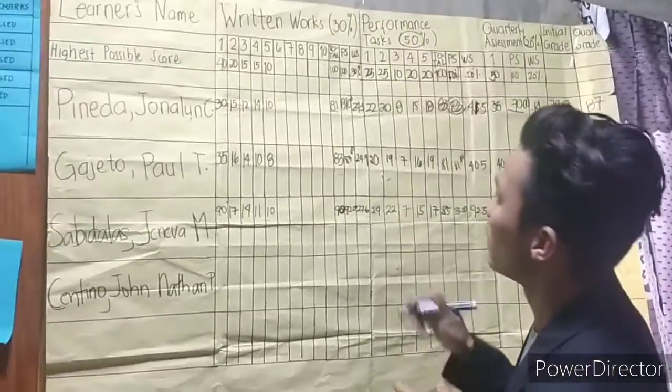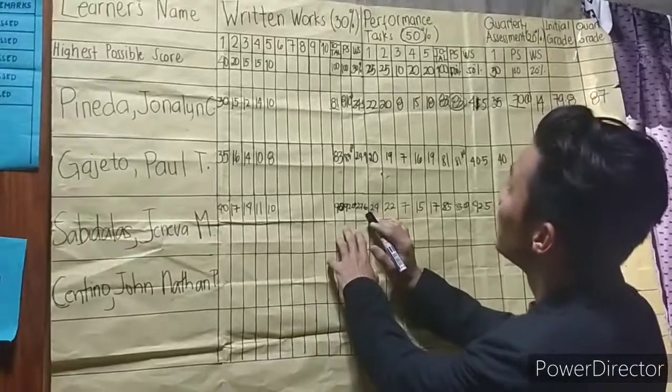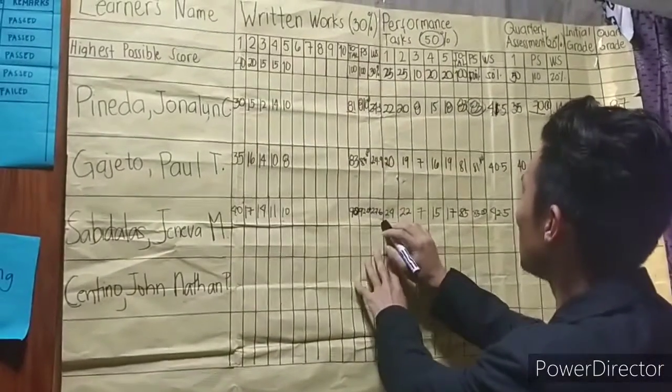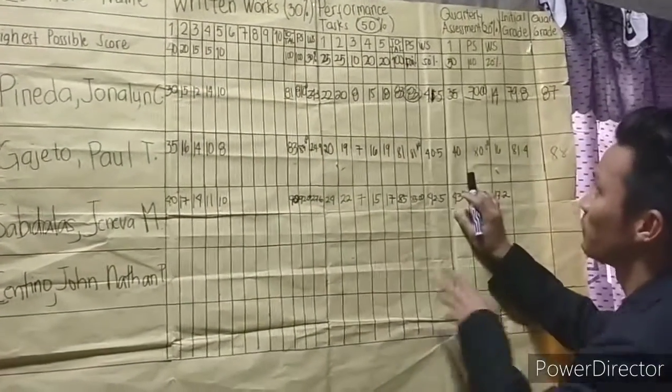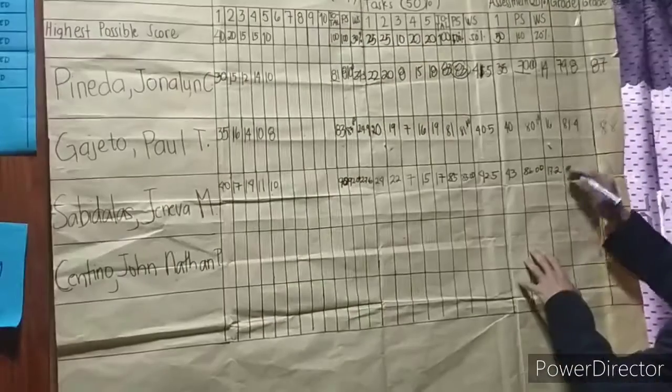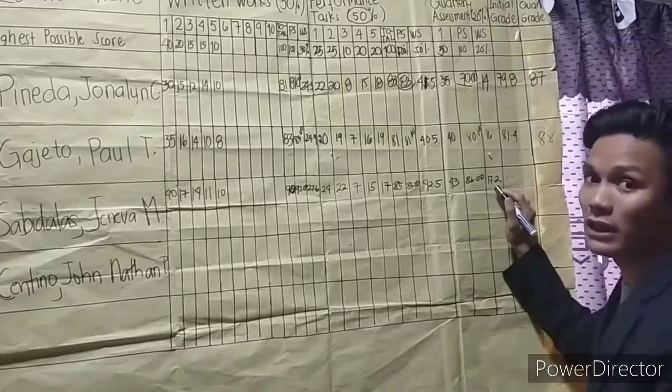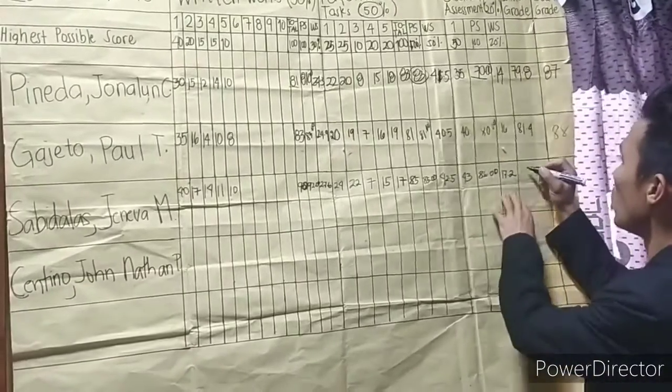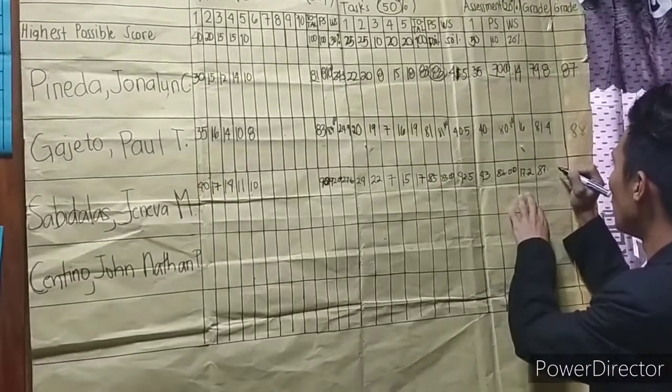For the initial grade, we will add all the weighted scores. For the written works of Geneva Sabidalas, she got 27.6. For the performance task, she got 42.5. And for the quarterly assessment, she got 17.2. For the total of 87.3.